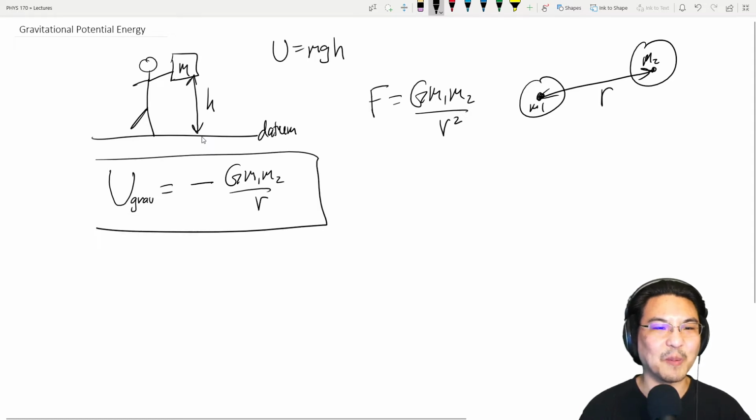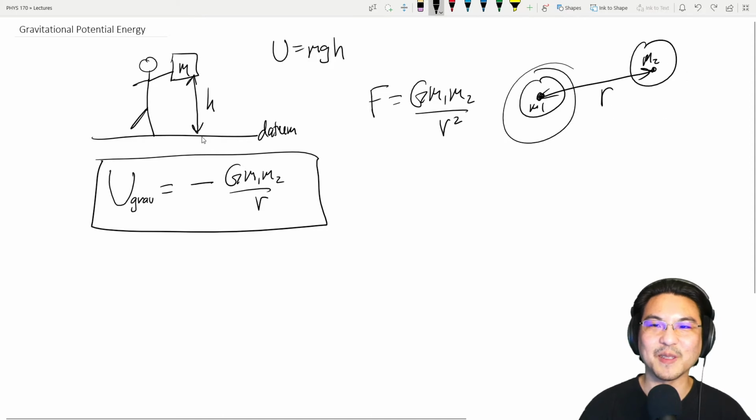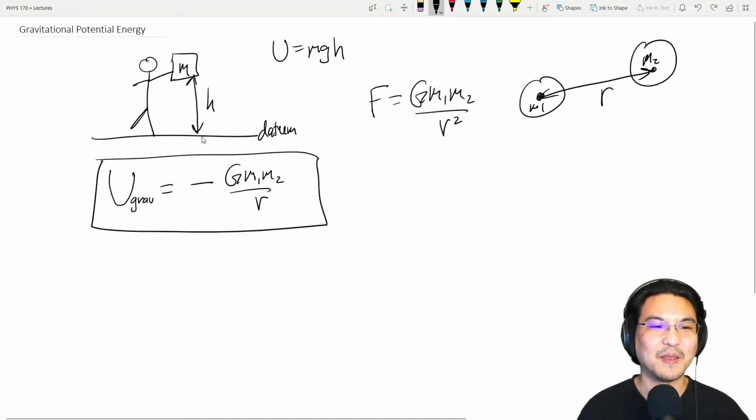Okay, so you can just memorize that. So for the same situation, mass 1, mass 2, the distance between them, r, the gravitational potential energy is minus, there's a minus sign here, which is important, G, and again, G is that gravitational constant.